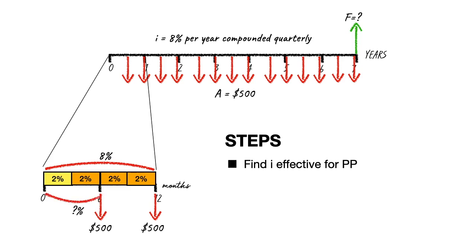In this case, every 6 months. And then the next step is you have to find the number of payment periods. So basically the steps are still the same as the previous examples.